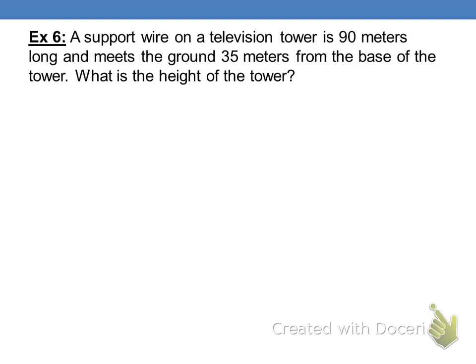So we have a support wire on a television tower. It is 90 meters long and meets the ground 35 meters from the base of the tower. What is the height of the tower? Here's my picture. There's my tower. So the support wire is like a wire or like a rope that runs from the top down to the ground. So this is the wire. This is the ground.